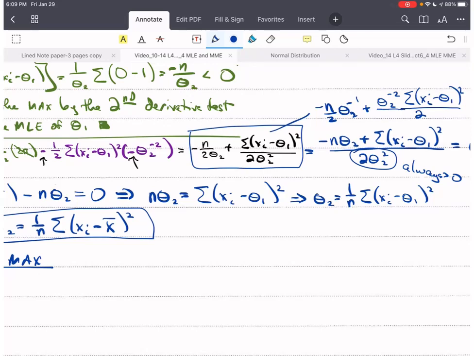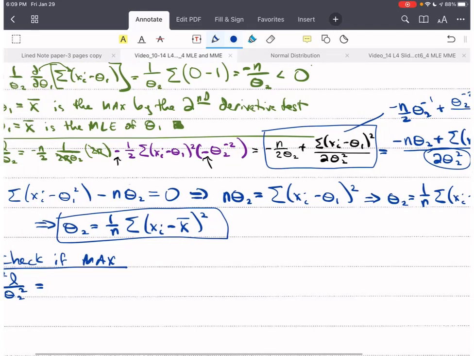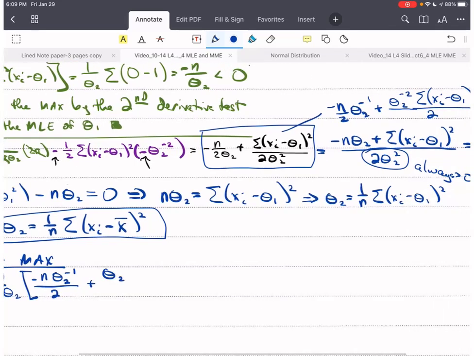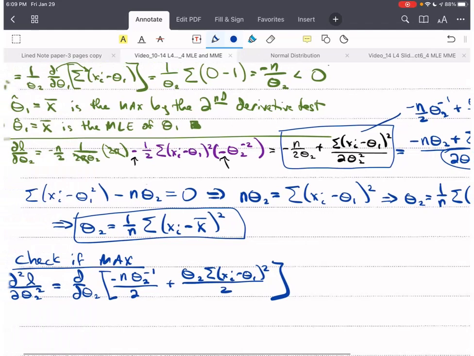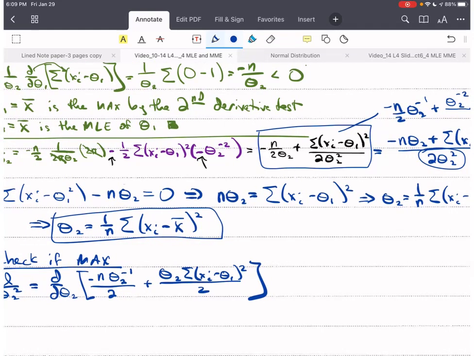So when I take the derivative of this, I'm going to rewrite it: d/dθ2 of negative n θ2 to the negative 1/2 plus θ2 to the negative 1 times the sum of (xi minus θ1) squared over 2. So I'm going to take the derivative of that with respect to θ2. And by writing it this way, it just saves me from using the quotient rule and all that mess.